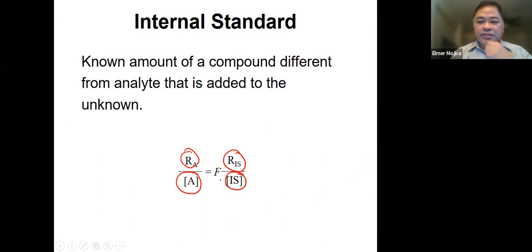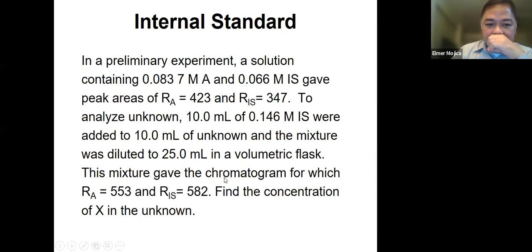Okay, so known amount of a compound different from the analyte, which is the internal standard, is added to the unknown. And the way that you have there, the response from your analyte with the corresponding concentration, and then the response from your internal standard and the corresponding concentration. And you have there what we call the response factor.